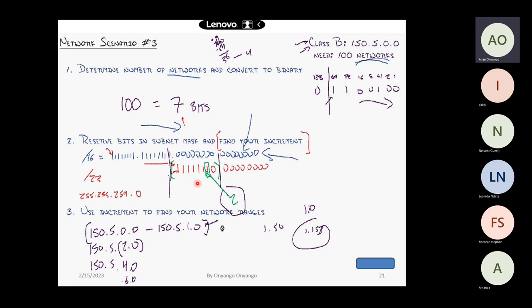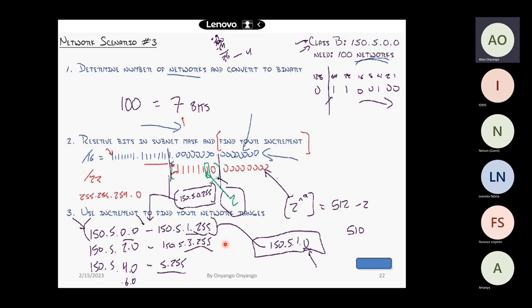Look at where the last one bit is. It's on the third octet, and it actually represents 2. So the last one here is 1, 2, 4, 8, 16, 32, 64, 128. The second last one here always represents 2, which means 2 is our increment. Once you get your increment, you get your new subnet mask, which is 255.255.254.0. And where is your increment? It's on the third octet.